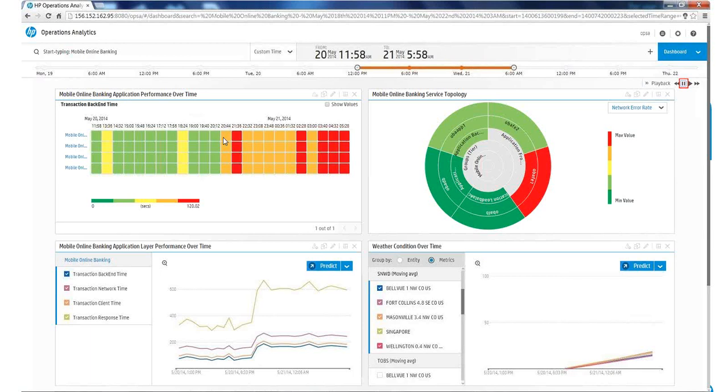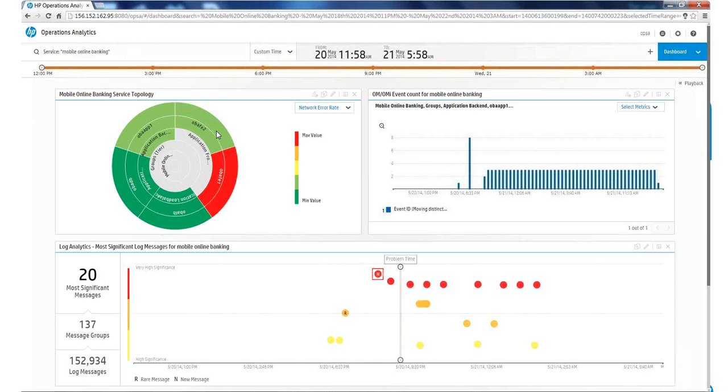And right here, you can see that at 8:44 p.m. on May 20th is when a number of indicators show a jump in transaction response time and transaction backend time. At that time, you can see that all other application components, from the network error rate perspective, seem to be really healthy, except for this one particular application server. And by looking at the weather, you realize that no, the weather has nothing to do with it. The next question is, now that we know when the problem began, let's dive deeper into the health of this application and understand what other relevant components may be of interest to us.